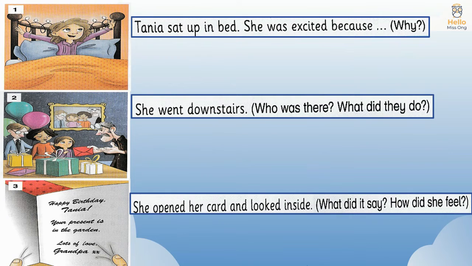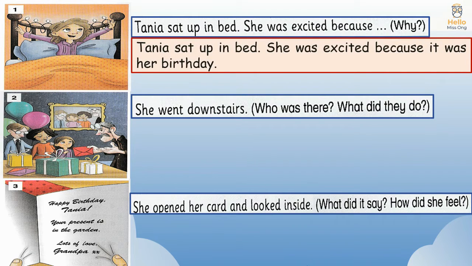Let's write the story together. For the beginning, we write about the character, where she is, and what she's doing. You may use the notes to form sentences. Picture 1. Tanya sat up in bed. She was excited because... Why? Tanya sat up in bed. She was excited because it was her birthday.